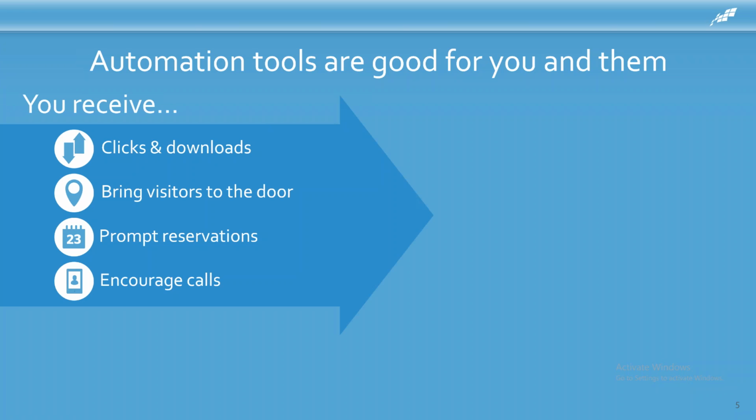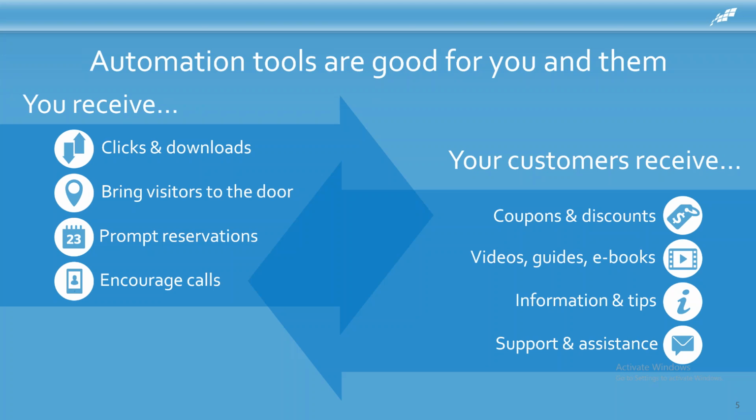It ensures that you'll have an ongoing, timely response to customers who subscribe to your mailing list, expecting to receive something in return, like coupons, information tips, guides, ebooks, slides, free gifts, etc. So in a nutshell, automation tools help you get what you want while delivering what they want.